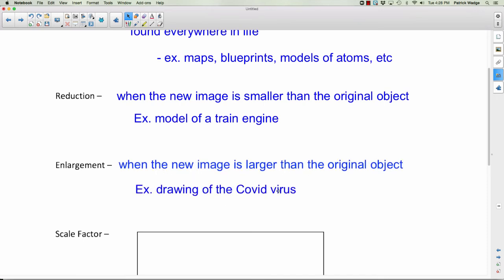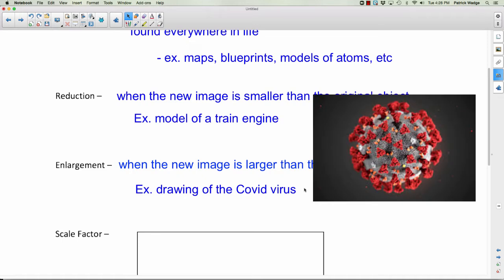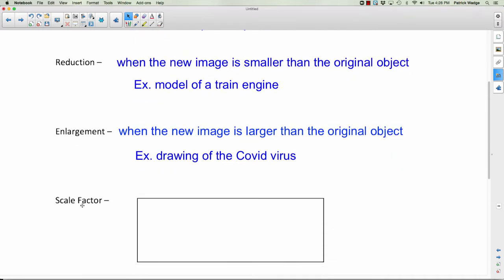Think about the COVID virus that you keep seeing pictures of in the news and everything. The real COVID virus is very, very, very small. And when you see these drawings that artists have drawn of it, it should be the same shape as the real virus, but obviously it's a lot larger. So this is an enlargement. Okay, so scale factor, which is the key to the lesson today, is a number that gives you a sense of how much bigger, how much smaller, how much is it reduced, how much is it enlarged.